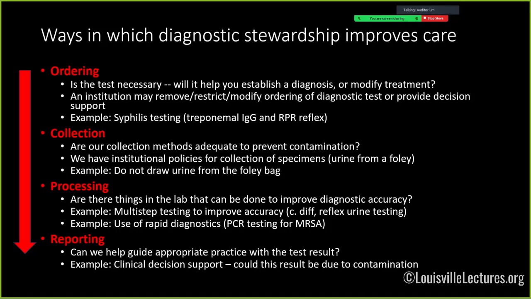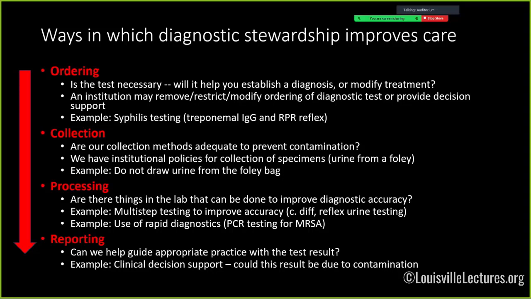For the lab processing, are there things that the lab can do to improve our diagnostic accuracy? Some of these are, like the syphilis testing, incorporating multi-step testing to improve our accuracy, right? So C. diff testing. At one point, a lot of institutions were just doing PCR tests for C. diff. The rates were sky high. When you coupled that with a second test, those rates became lower. And what we realized is that most of the time, if you're looking at just PCR, the presence of a bacteria or not, you can't really differentiate infection versus colonization.